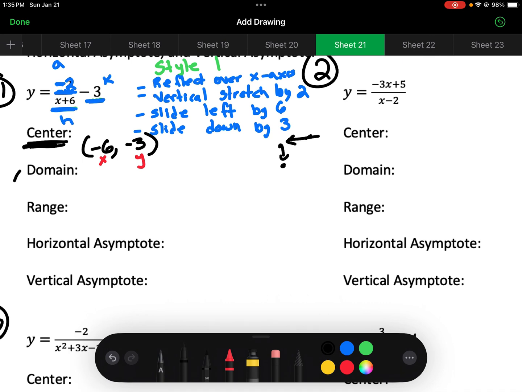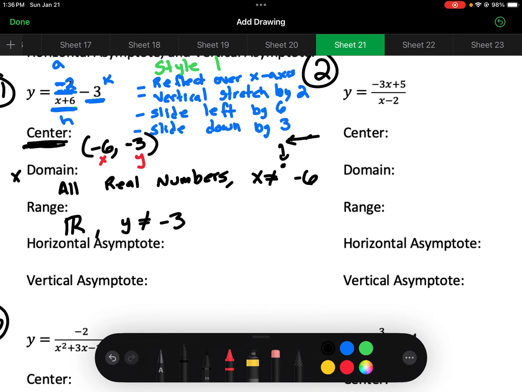My domain, which I know deals with x, is going to be all real numbers except x cannot equal -6. My range is going to be all real numbers, except we're never going to get a y value of -3. I know range is y, domain is x. And if you're wondering where I got those numbers, these 2 numbers come from my center. If we know where the center is, we know a whole lot.